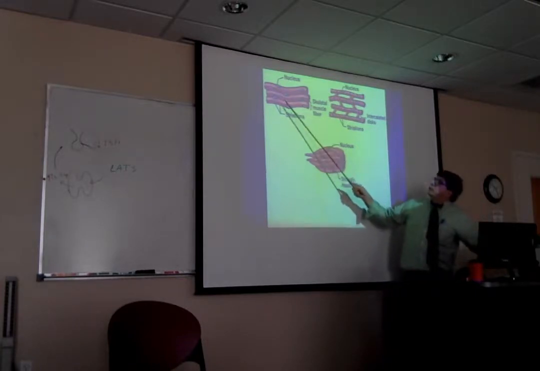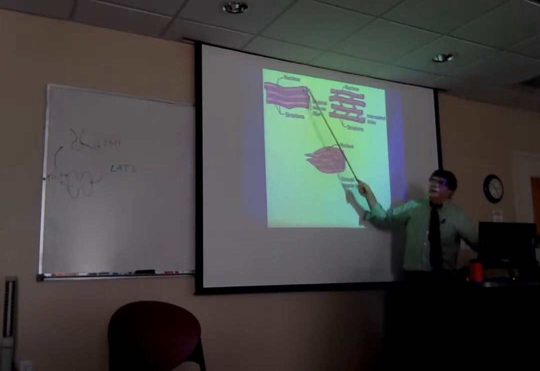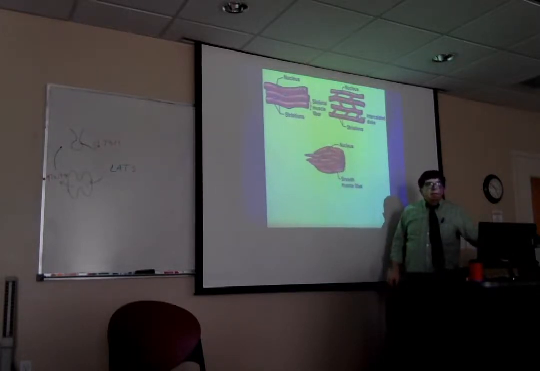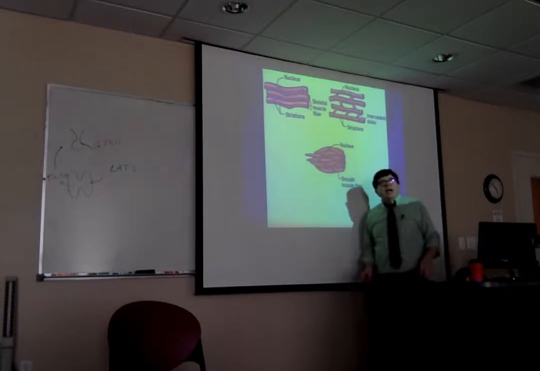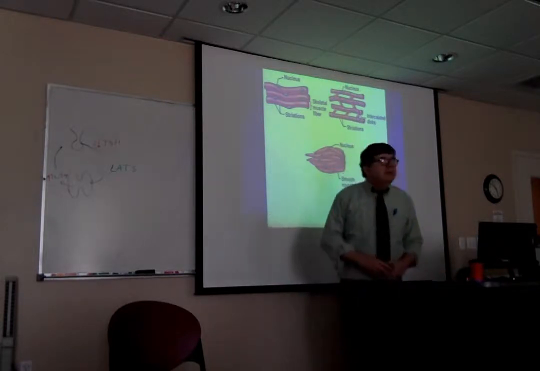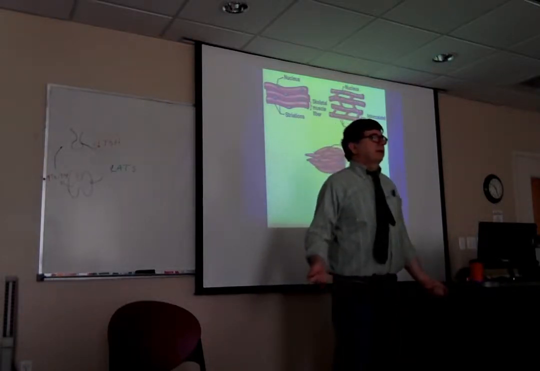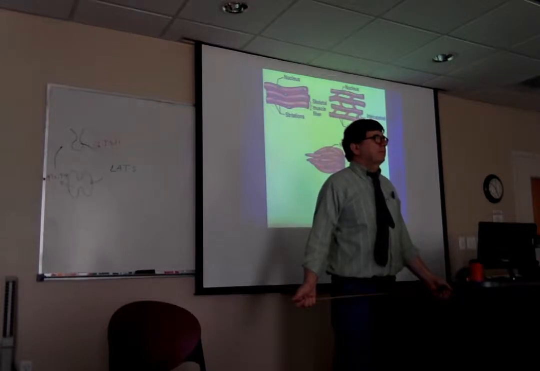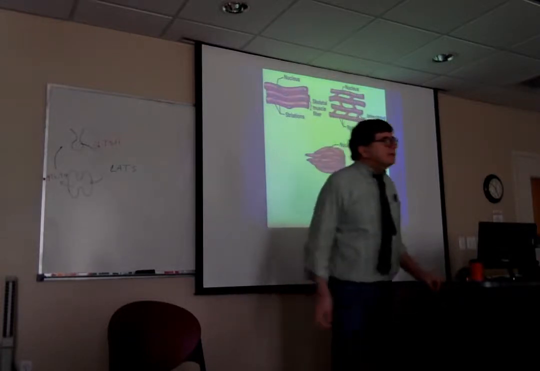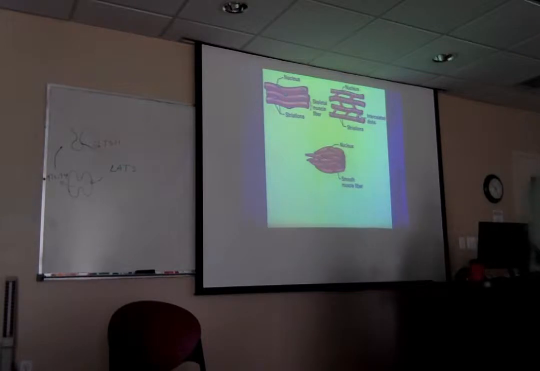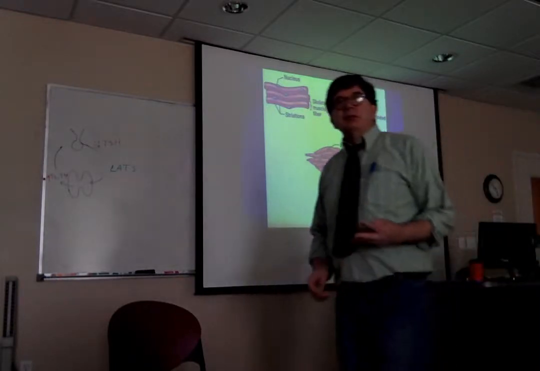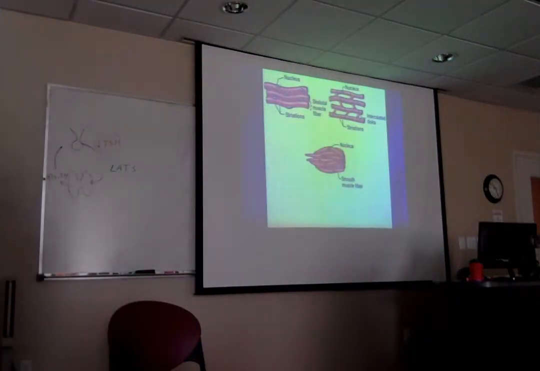Another feature of skeletal muscle is that it has multiple nuclei per cell. It's different from most cells. And secondarily, the nuclei are peripherally located just beneath the cell membrane. And then finally, skeletal muscle is under voluntary control, as I demonstrated earlier.